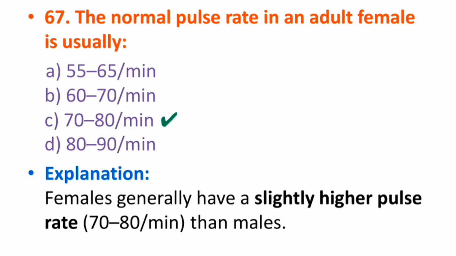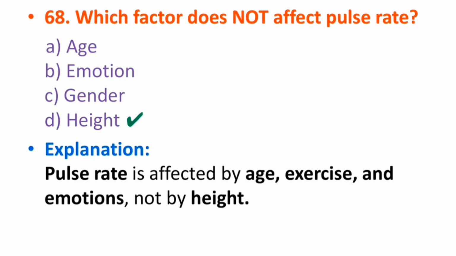The normal pulse rate in an adult female is usually option A, 55 to 65 beats per minute, option B, 60 to 70 beats per minute, option C, 70 to 80 beats per minute, option D, 80 to 90 beats per minute. The correct answer is option C. Females generally have a slightly higher pulse rate, that is 70 to 80 beats per minute, than males.